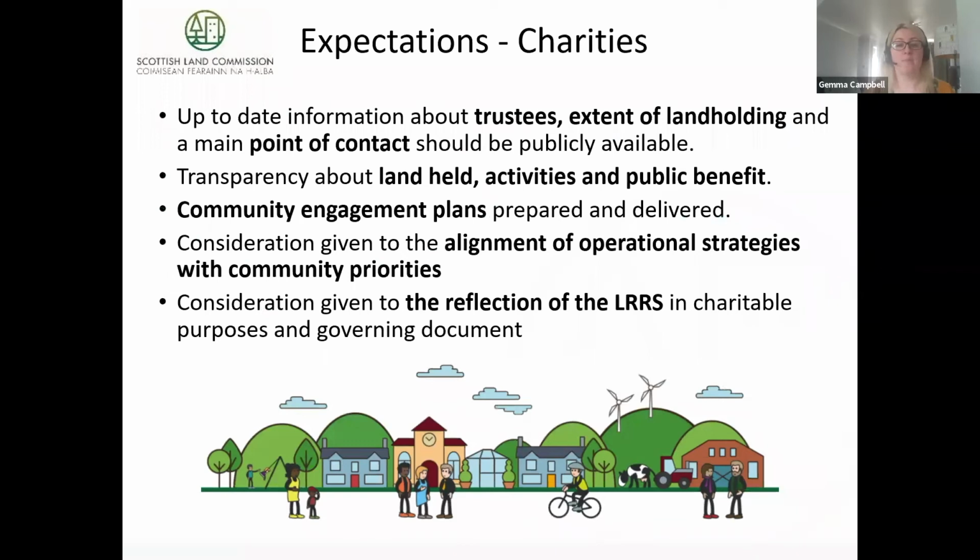So up-to-date information about trustees, the extent of land holding, and a main point of contact should be publicly available. This is in line with our transparency protocol and with the protocol on private trusts. Now, the Oscar website is great. It's got the Scottish Charity Register there, and you can search for charities. So that will give you the information about the organisation itself and a correspondence address. But Oscar doesn't keep a register of charity trustees.